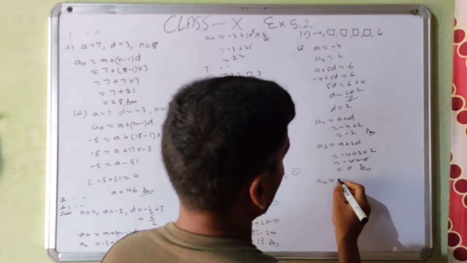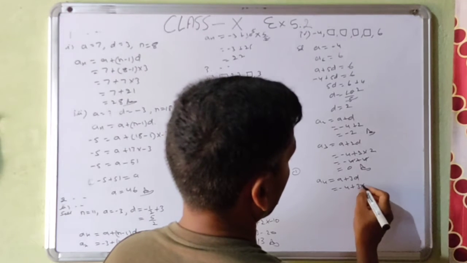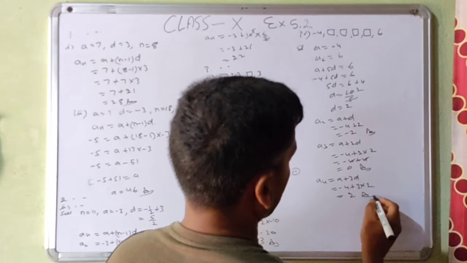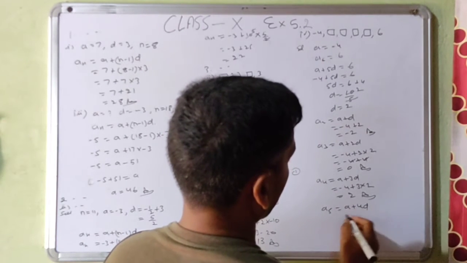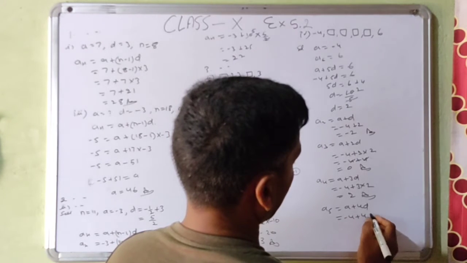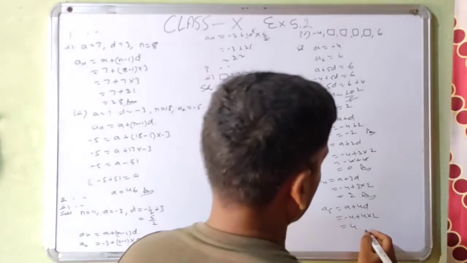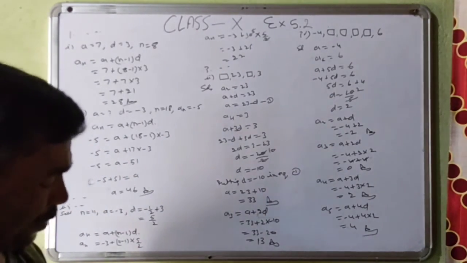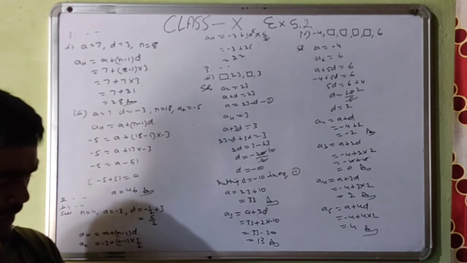A4 is equal to A plus 3D. So minus 4 plus 3 into 2, that will be 3 2s are 6, less 4, 2. That is the second. A5 is equal to A plus 4D. So minus 4 plus 4 into 2, 4 2s are 8, less 4, 4. That will become 4, answer. And then fifth part also you can do very easily. It's not difficult.